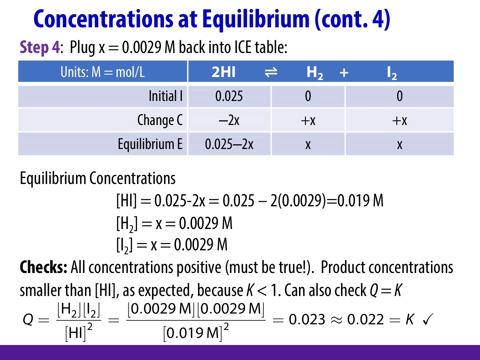So now that we have a value of x, we can plug back in. 0.019 is HI, H2 is 0.0029, I2 is 0.0029. All the concentrations are positive, which always has to be true. We expect the product concentrations are going to be a little bit smaller, so these are a little bit less than the HI because K is less than 1, so that checks out as well. And is Q equal to K? Again, just plugging in, yeah, it does end up being basically correct to within a little bit of rounding error, so those all check that this was a valid approach.